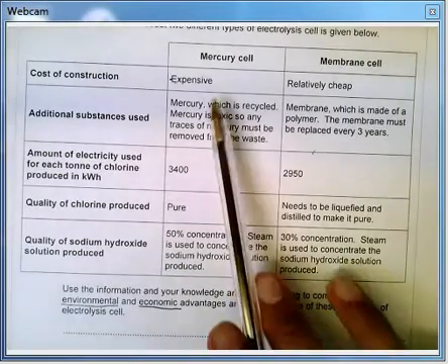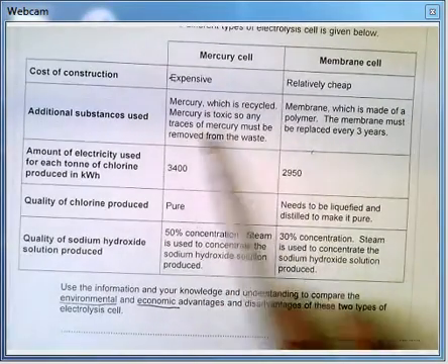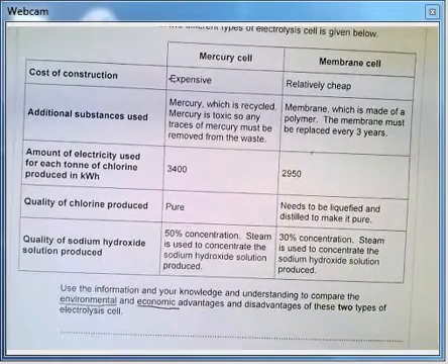So you can see that if you go through the table step by step, weighing up one side against the other, you can get 6 marks on these questions quite easily.